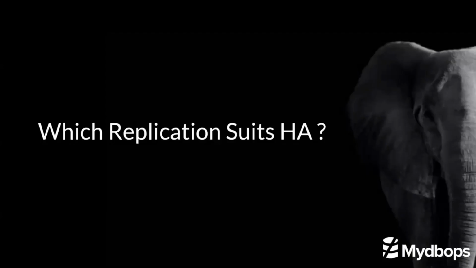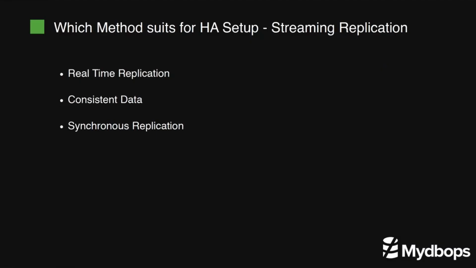Okay, so far we have seen three methods: log shipping, streaming replication, and logical replication. Now, which replication suits which scenario? Let's say you are going to have hierarchy in your infrastructure and you need to define which one you need. The answer is very simple. For hierarchy, you can blindly choose streaming replication because it supports real-time replication, whereas log shipping won't give that, and it gives you consistent data.